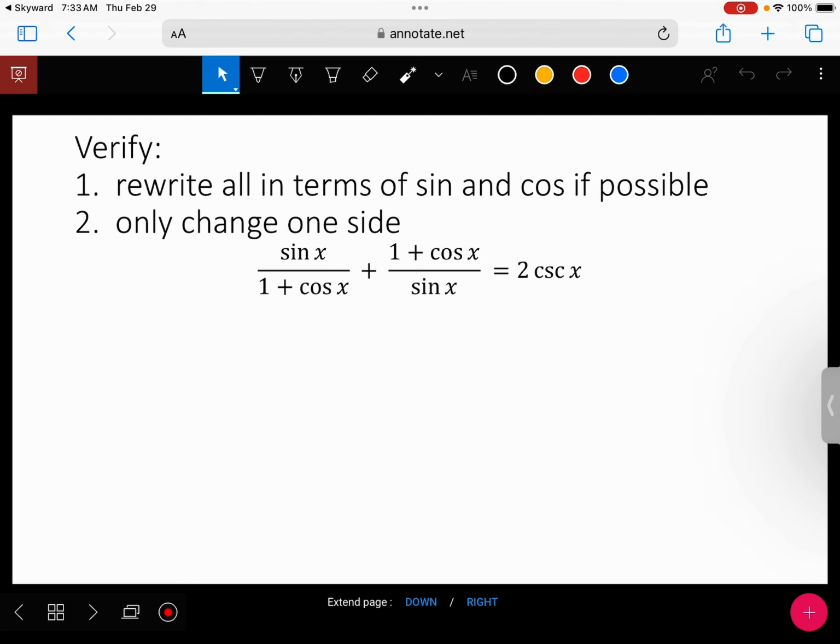I think when we have to add fractions, so it's a problem type like this, it might be the most difficult verifications we can give you. The good news is, usually when we do that, it's already going to be in terms of sine and cosine.